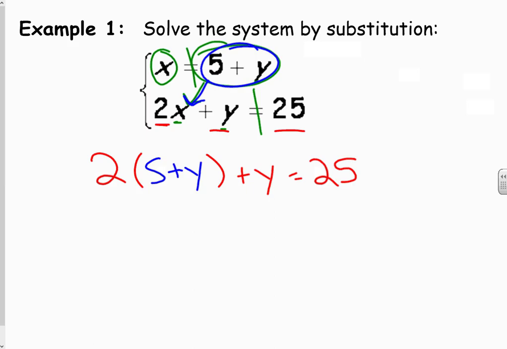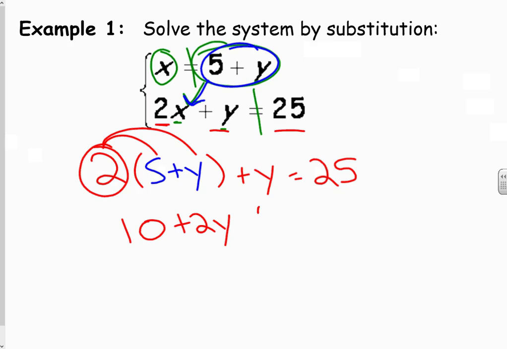Whenever you have something on the outside of parentheses, that means to distribute by multiplying each term inside the parentheses. 2 times 5 is 10. 2 times y is positive 2y. We're then going to drop everything else. Plus y equals 25. I'm trying to get my variable by itself. Notice I only have y terms, which means I substituted correctly. You should only have one variable.